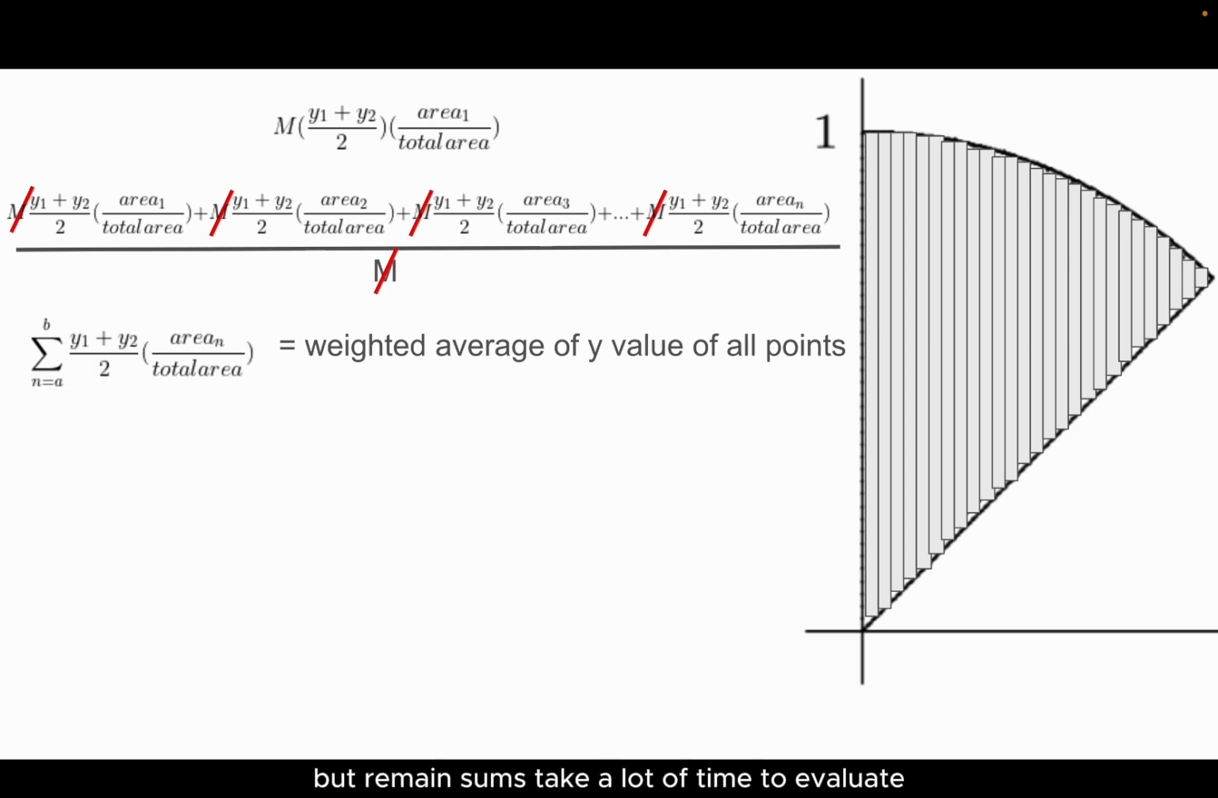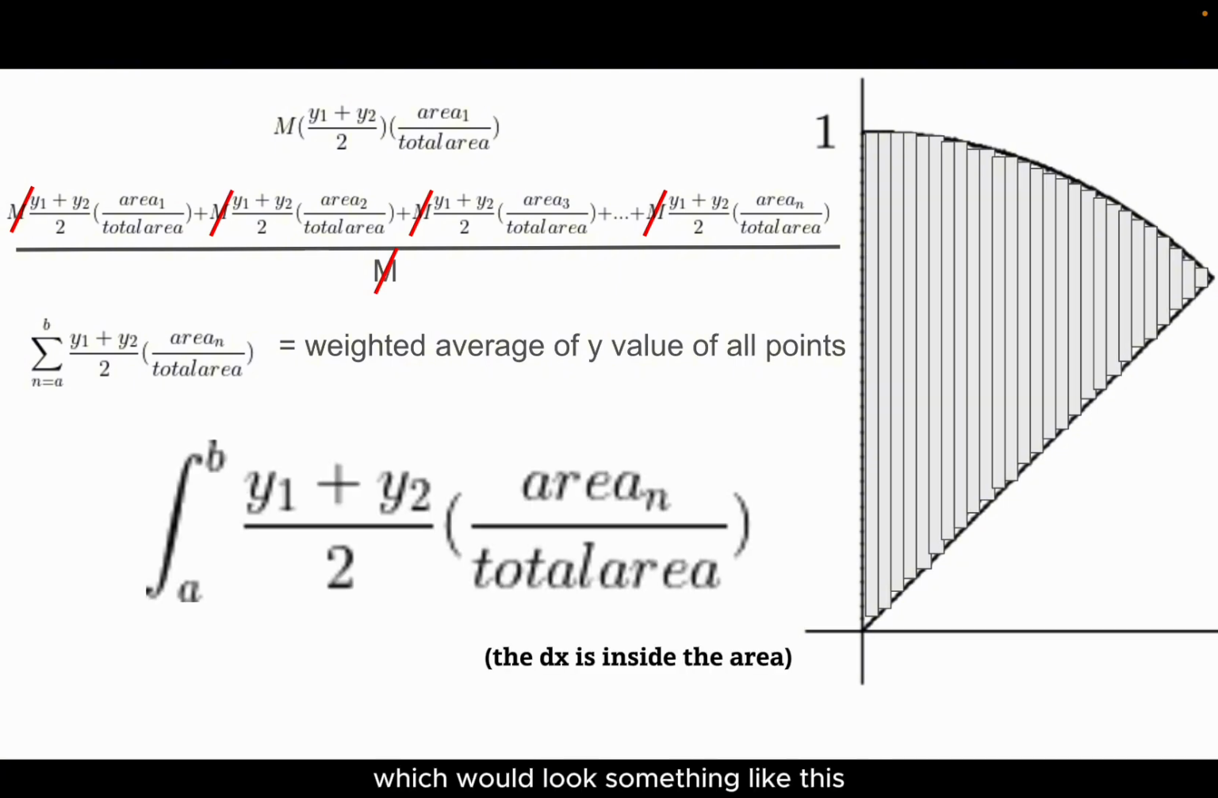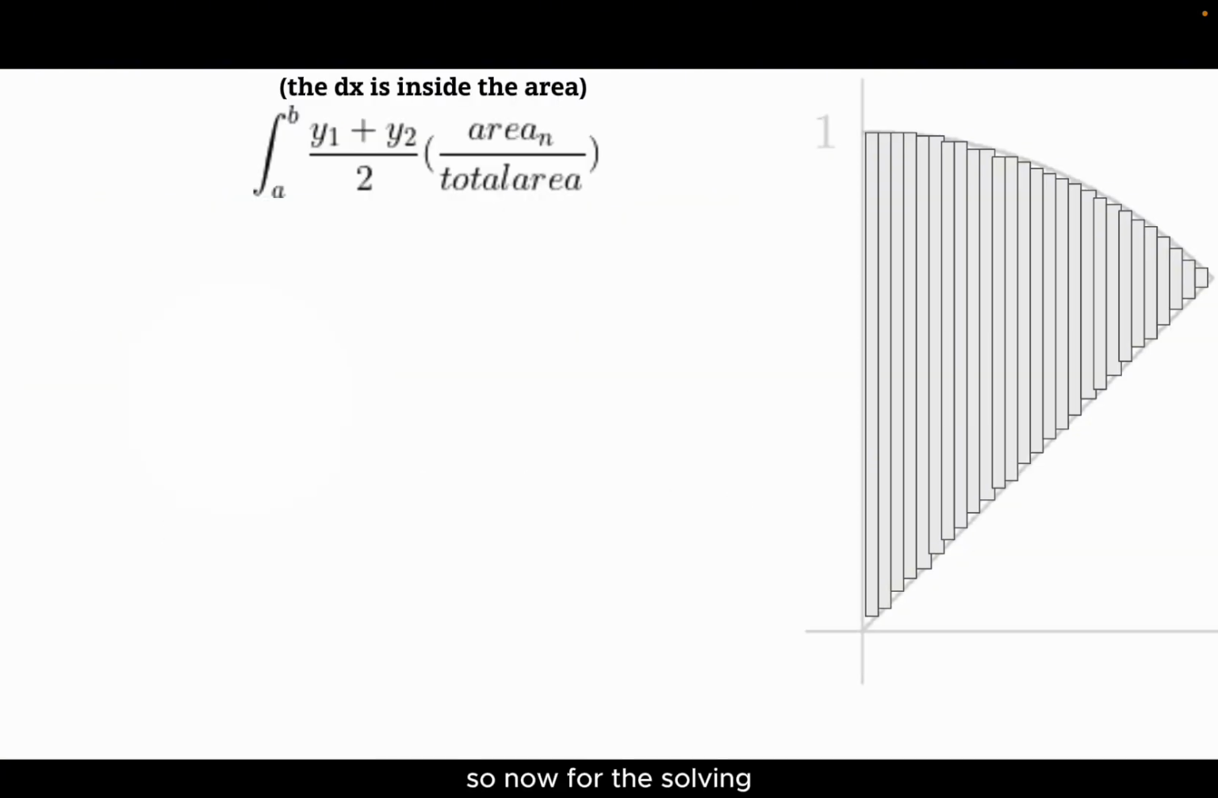But Riemann sums take a lot of time to evaluate, given that you have to calculate every single term and add them all together. So an easier way to do this would be to do an integral, which would look something like this. So now for the solving.